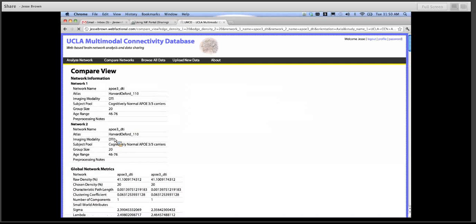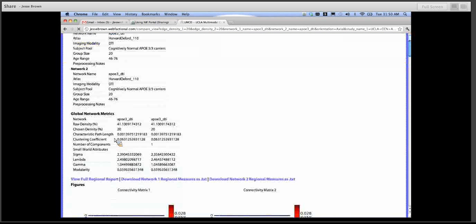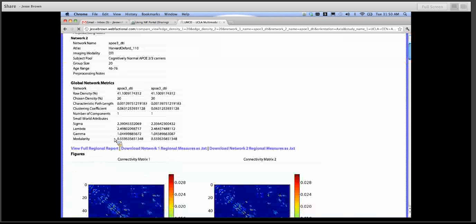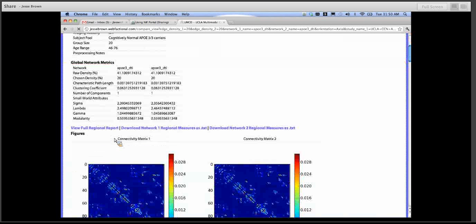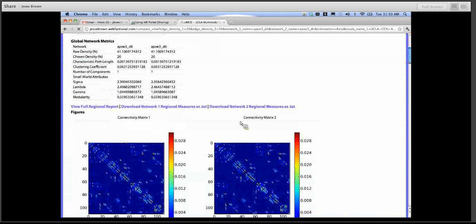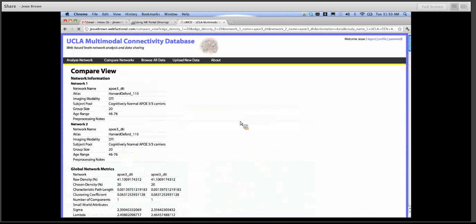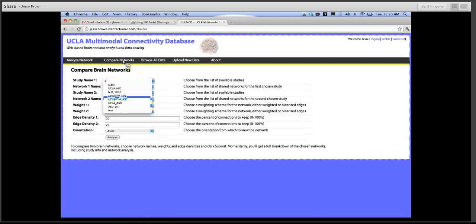So we see the network information for both of the networks. Haven't you chosen exactly the same network? Yeah, you're right, I have. Let me fix that. Okay, so this is from people who have the APO4 allele or the APO3 allele, and looking at their structural DTI networks.